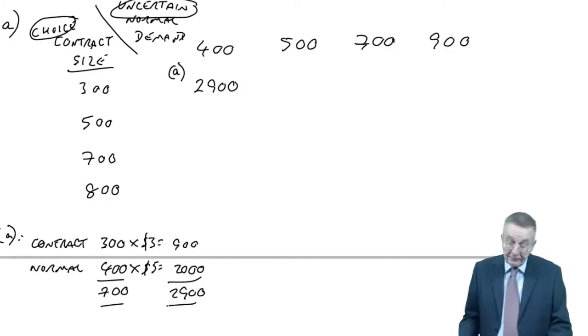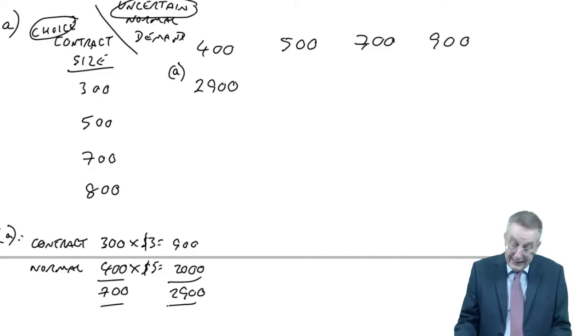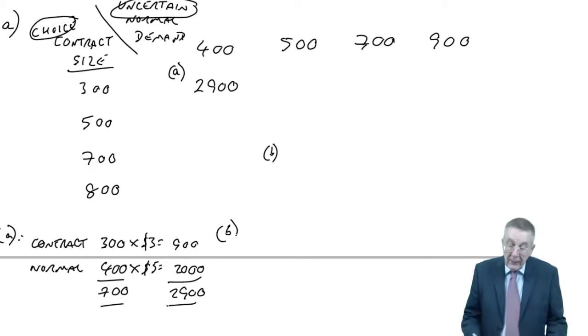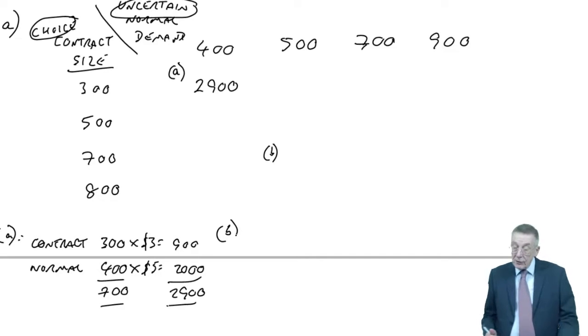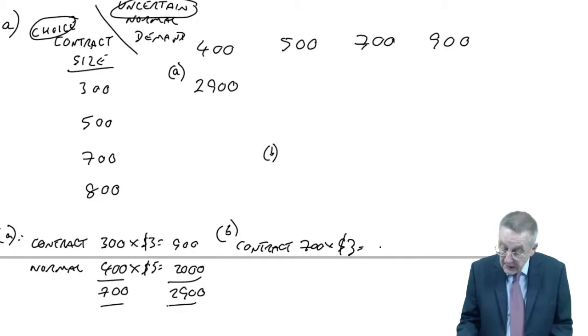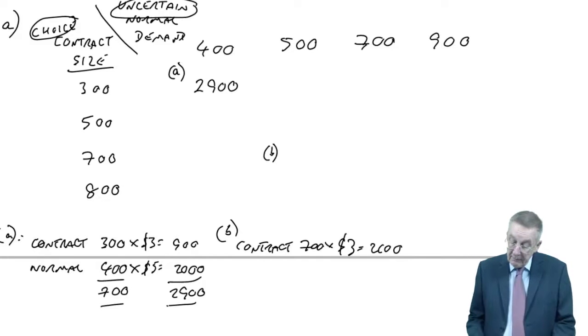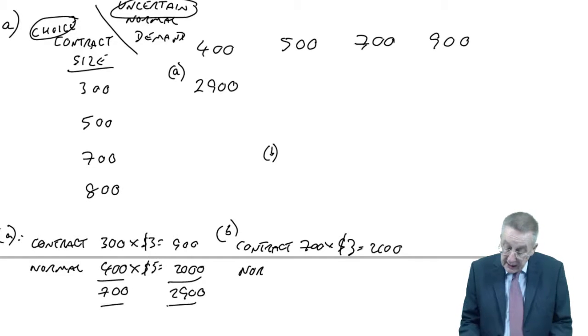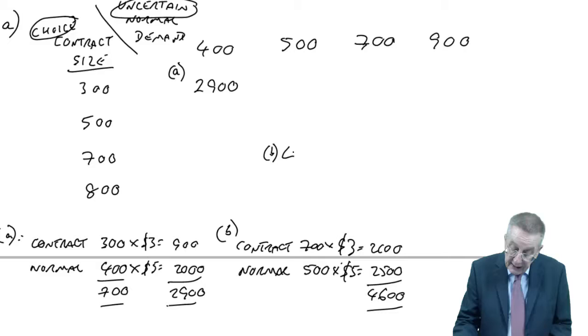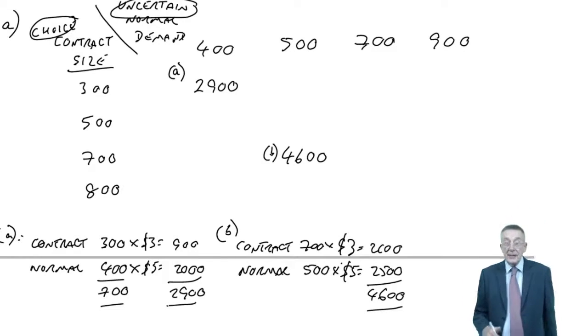All right, I said I'll do 3. What about this one? Well, we've signed the contract for 700. So we'll sell 700 to the contract, and they give us $3 a unit. To normal customers, they want 500, and they give us profit of $5 a unit. And so, if that happened, we'd be getting 4,600.